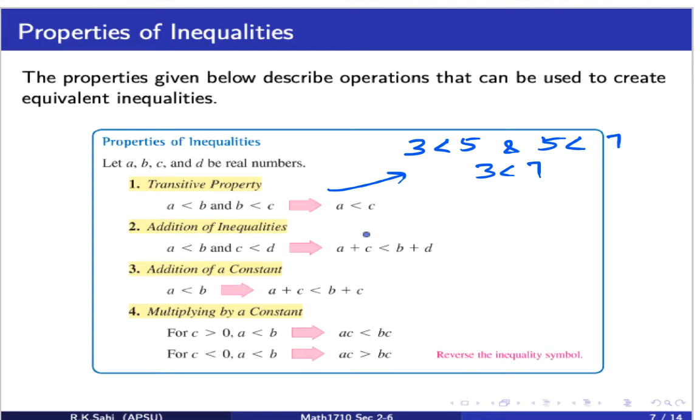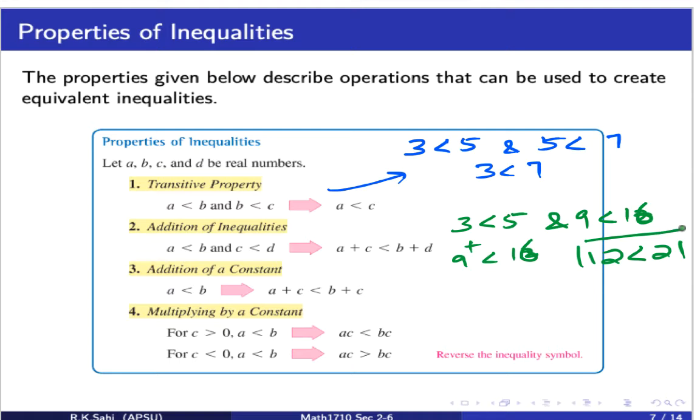Now, addition of inequalities. It says if A is less than B and C is less than D, then A plus C is less than B plus D. So let's look at what this says. Suppose we have 3 is less than 5, and we also know that, say, 9 is less than 16. Let's pick another number, 16, to show some differences here. So 9 plus 3 is 12, and that is less than 21. That's what it simply means. That's called the addition of inequalities.